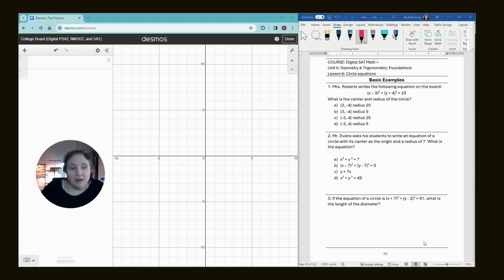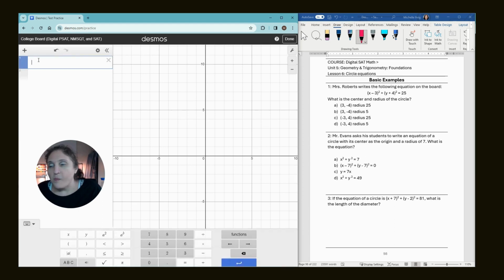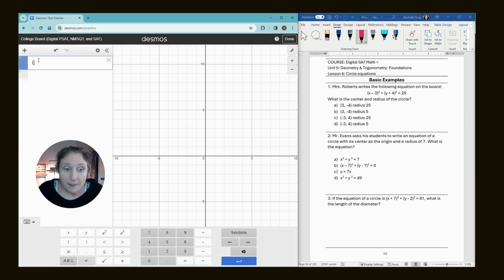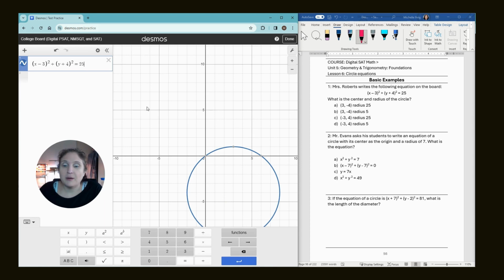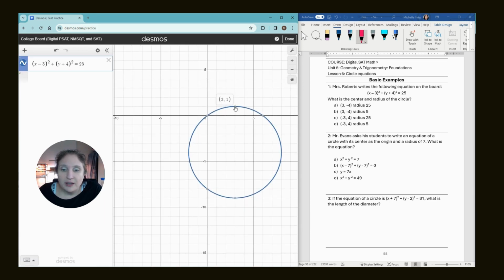Mrs. Roberts writes the following equation on the board. What is the center and radius of the circle? Some people immediately know the answer, which is great. Other people graph it, which is also great, and we're going to graph it. Remember, Shift 6 gives us the key. So if we look right here, we can see how the circle would be.